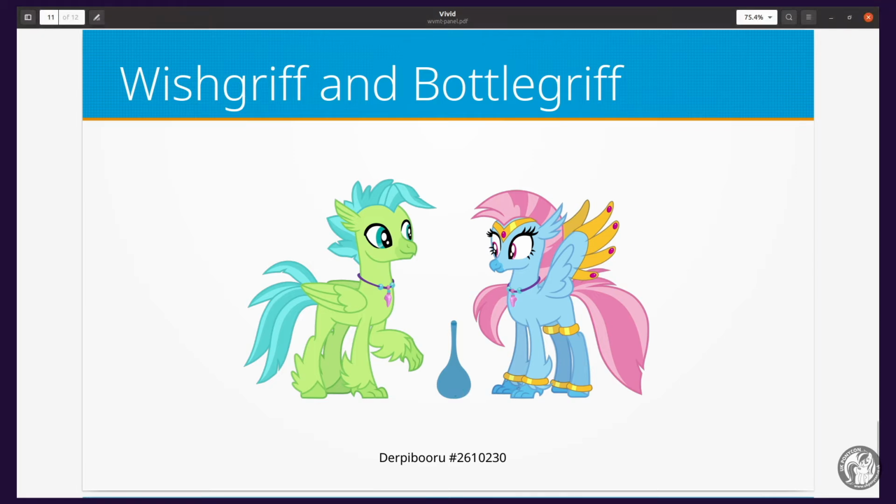So her vessel is a bottle. I prefer a bottle because it's something that can be held, and whenever I role play, I usually play a dual role as both Wishgriff and Bottlegriff. I also role play as them in Twitter Ponies. Have any of you heard of that? It's a community of people who like to role play as characters from MLP on Twitter.